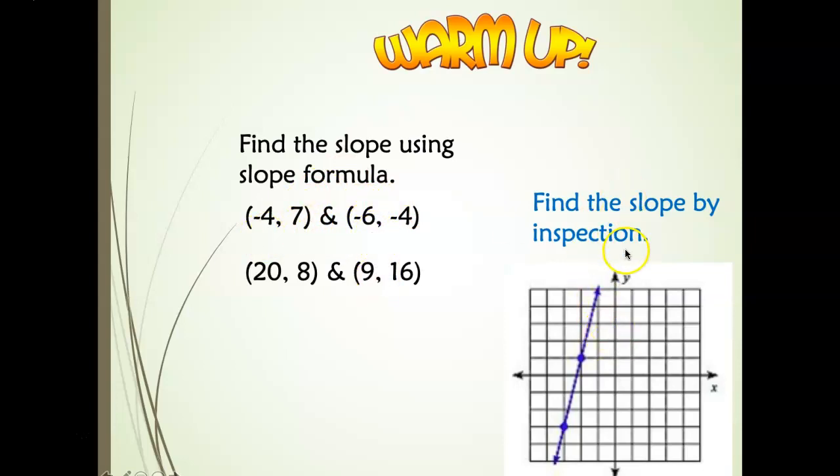And then for this part, you need to give the slope by inspection. That means you're going to count the number of units going down and then the number of units going to the left or right. Then you have to figure out whether the line has a positive, a negative, a zero, or an undefined slope. Okay, so pause the video and complete the exercise.